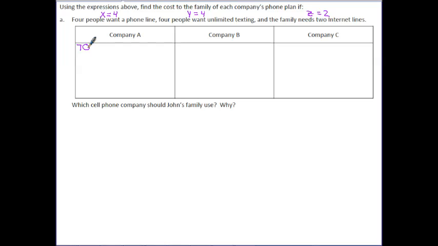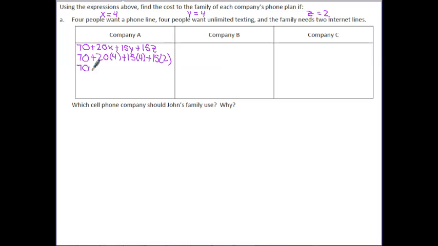Company A is 70 plus 20X plus 15Y plus 15Z. So I'm going to substitute the 3 different numbers that I now know for X, Y, and Z. So we will have 70 plus 20 times 4 plus 15 times 4 plus 15 times 2. We're going to follow the order of operations here, and multiplication comes before addition.